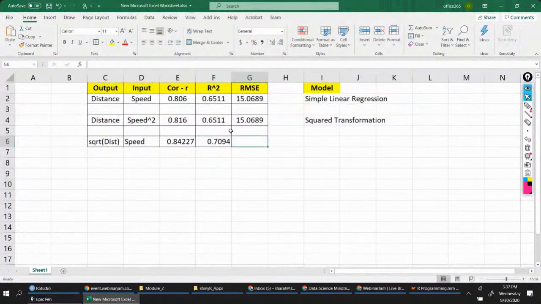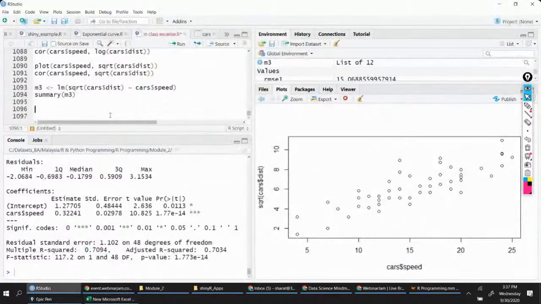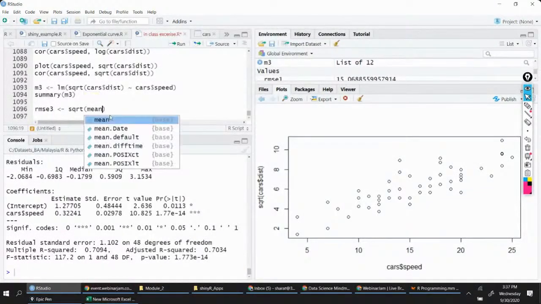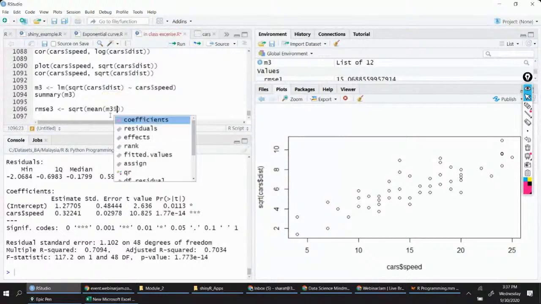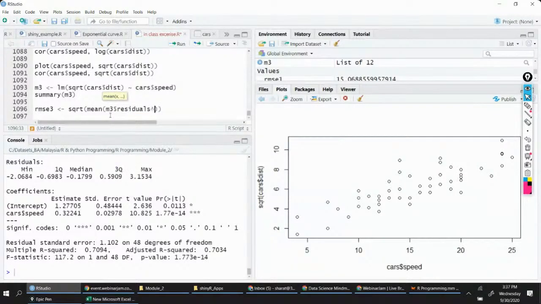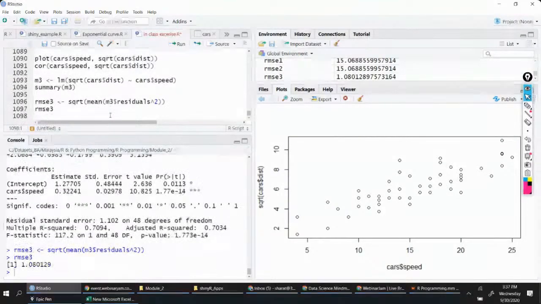And this is my R squared. So let us also calculate what is RMSE here. So I'll do RMSE 3. And then what I'm doing, I'm taking square root of average of squared residuals. So M3$residual square. And RMSE 3 will basically give us 1.01.